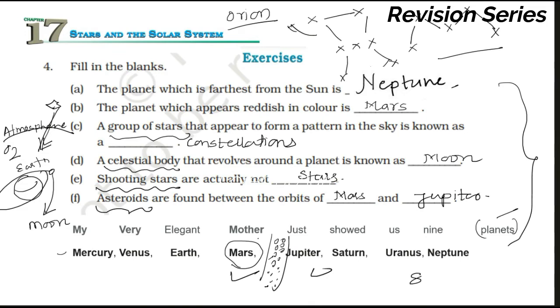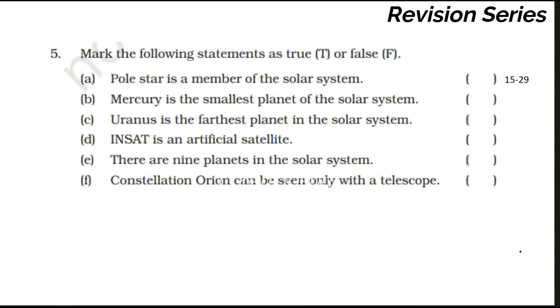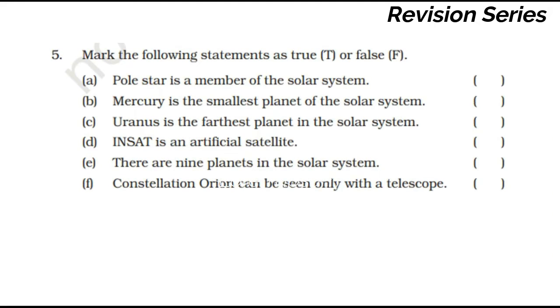Next we'll go for exercise number 5, question number 5. Mark the following statements as true or false. So here we should write either T or F: F for false and T for true.